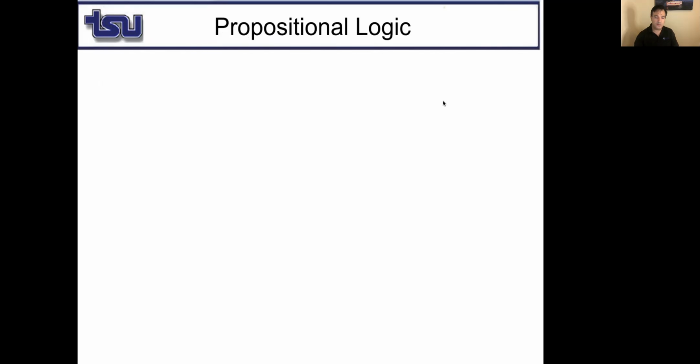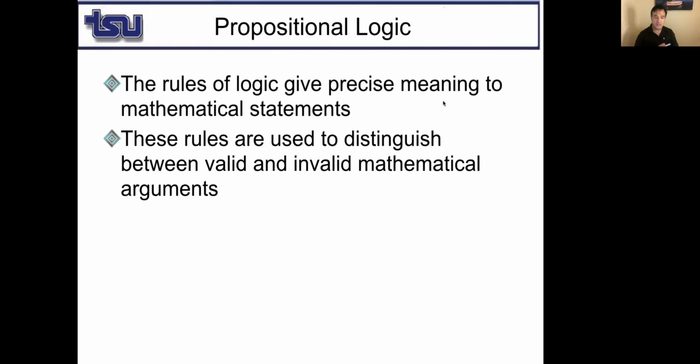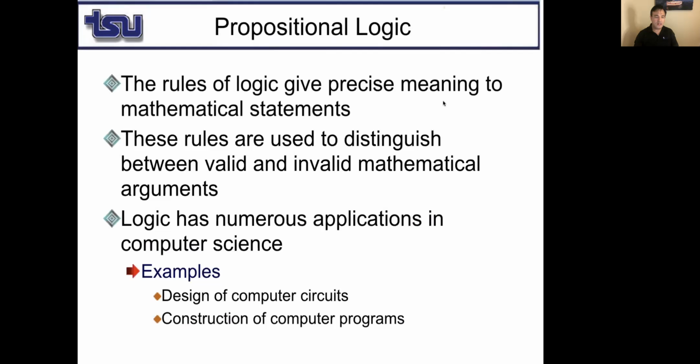So let's talk about propositional logic. First of all, a proposition is a declarative statement that is either true or false, but not both. And the rules of logic give precise meaning to mathematical statements. So we are going to see how we can distinguish between valid and invalid mathematical arguments using propositional logic. And there are a lot of applications. In fact, in the computer science curriculum, we are going to meet with many of them.